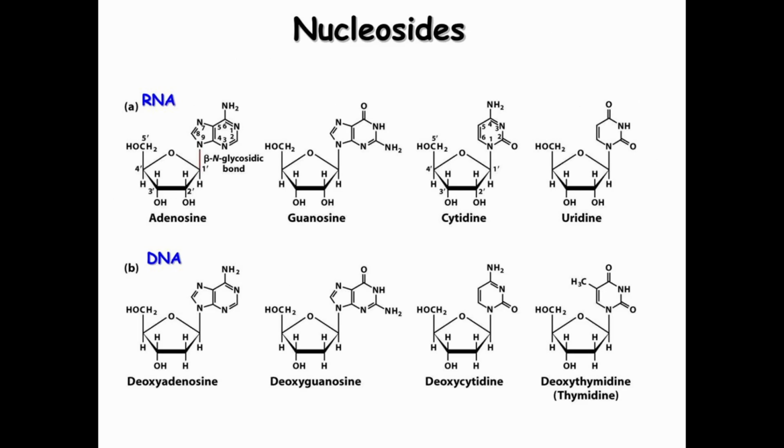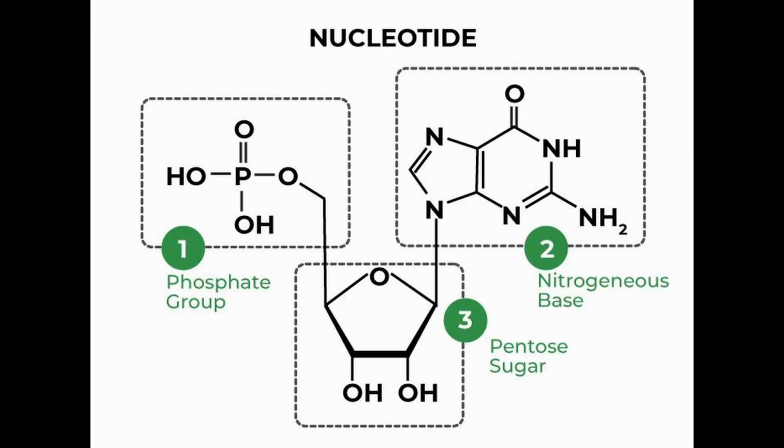The DNA nucleosides are made with deoxyribose in place of ribose, and use the same RNA names with a deoxy prefix before the nucleoside name. The DNA nucleosides are deoxyadenosine A, deoxyguanosine G, deoxycytidine C, and deoxythymidine T. The addition of one phosphate to any of these nucleosides will make a nucleotide.